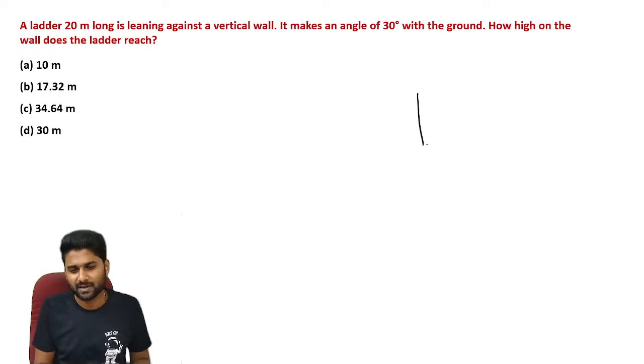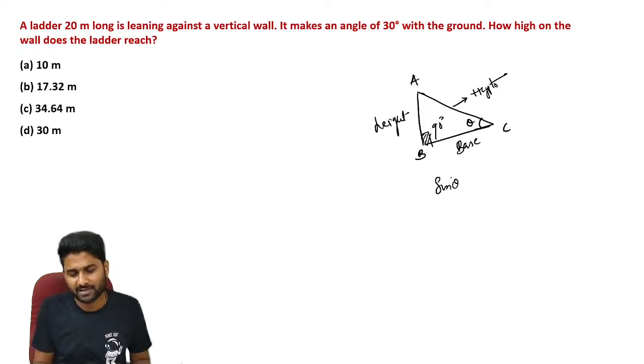Remember guys, if two sides make an angle of 90 degrees, it's a right angle triangle. So here let's take theta as the angle and ABC as the triangle. You know that this is the base, this is the height, and this is the hypotenuse.